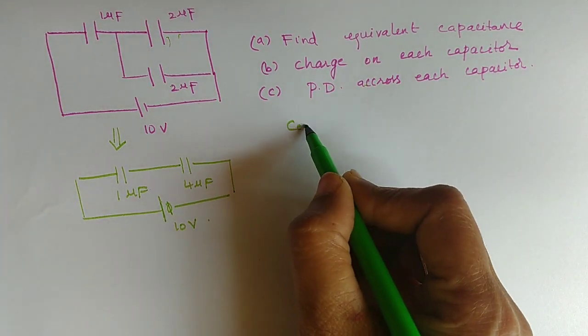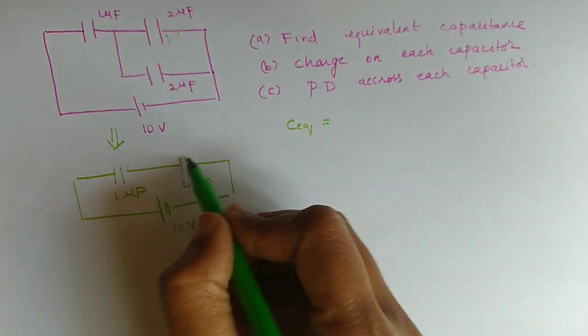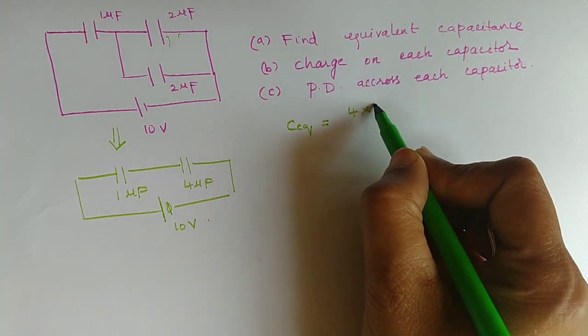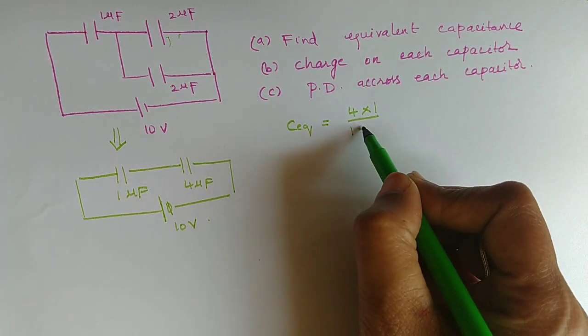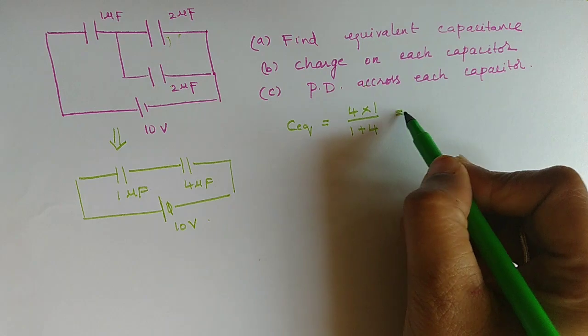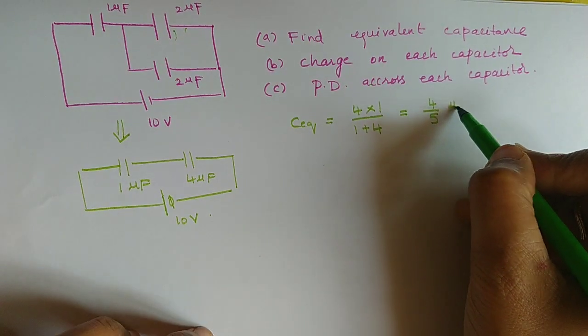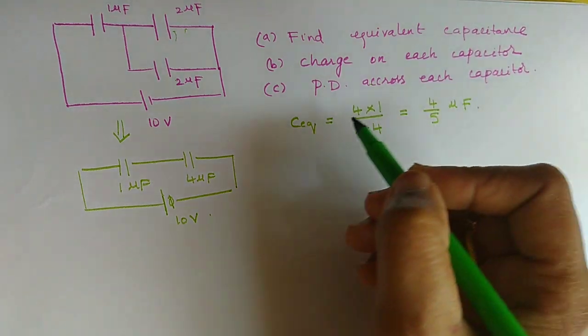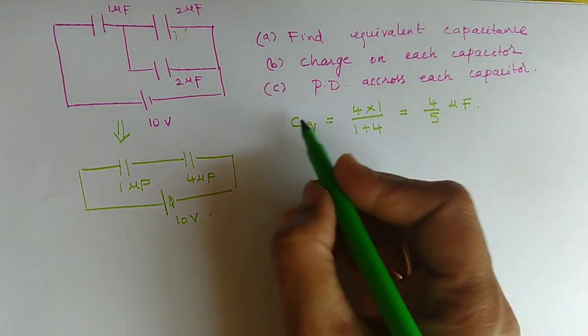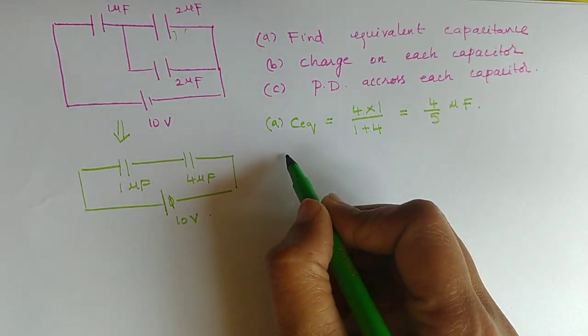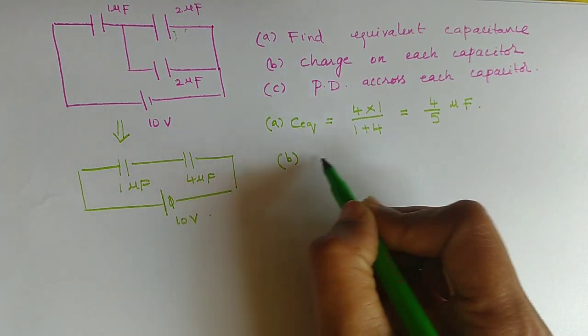So what should be your C equivalent? C1 C2 by C1 plus C2. So 4 into 1 by 1 plus 4 microfarad, that is 4 by 5 microfarad. So this will give you the equivalent capacitance, the answer for first bit. Now come for B bit.